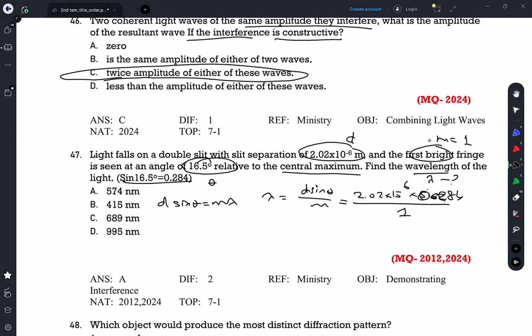2.02 times 10 to the power of negative 6 times 0.284 is 5.74 times 10 to the power negative 7 meters. But for nanometers, you should multiply this by 10 to the power of 9. The result is then in nanometers, so it's 574 nanometers. So this is A.